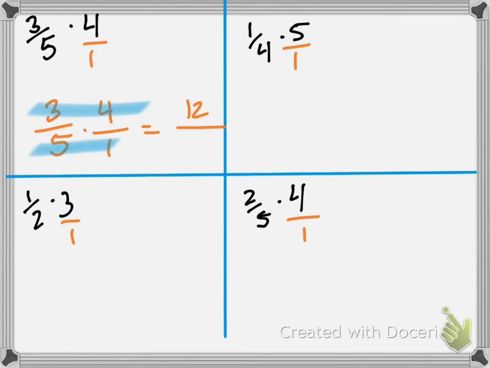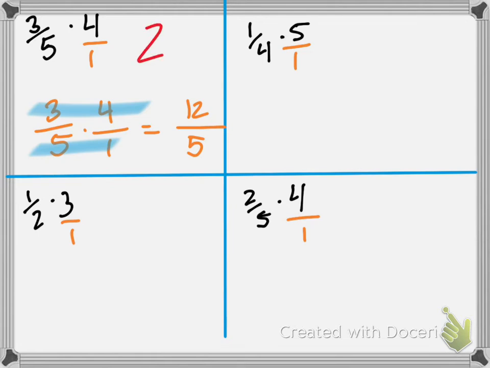3 times 4 is 12. 5 times 1 is 5. But that's an improper fraction. I want to know, Ella, how many times does 5 fit into 12 without going over? 2 times. That's my new big number.